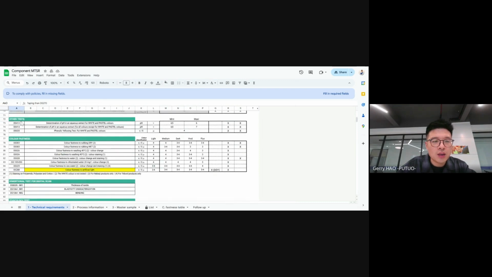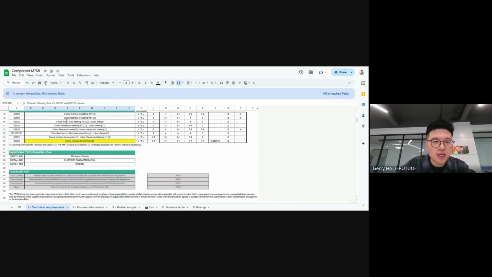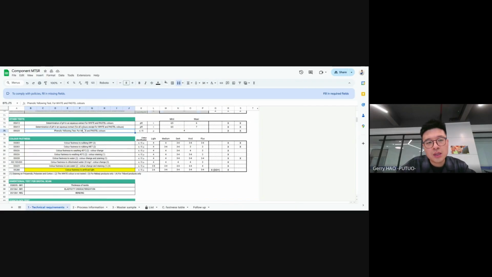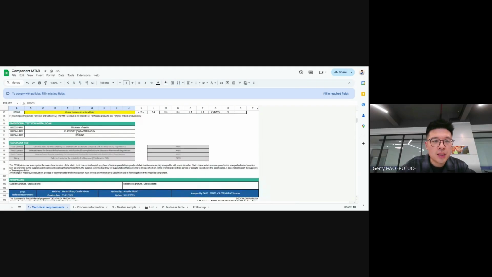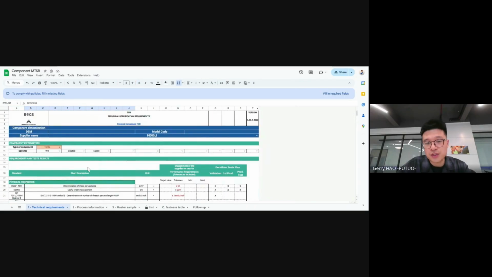We also have safety requirements like pH values and the phenolic yellowing test. Then there are the basic color fastness requirements, like color fastness to rubbing, to washing and to water. You will find the requirements here, and also for thickness and elasticity bending. So that is the first page introduction.